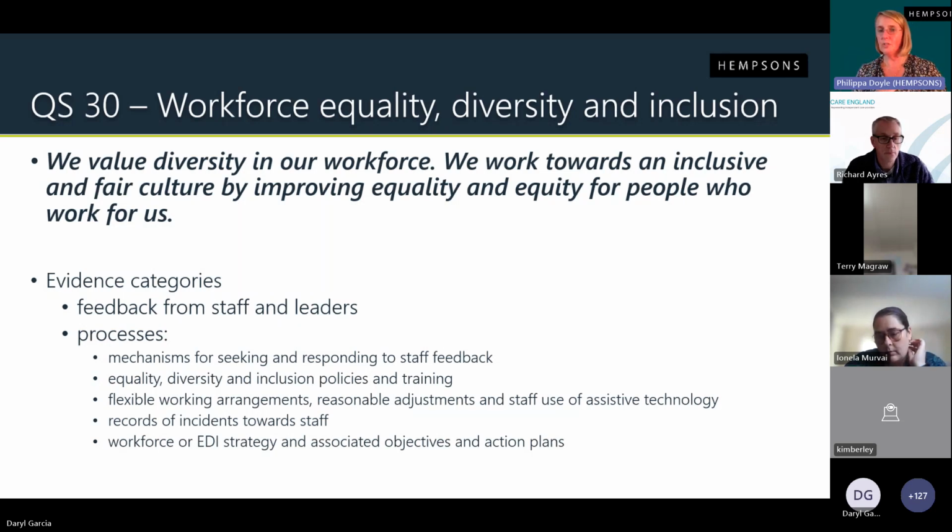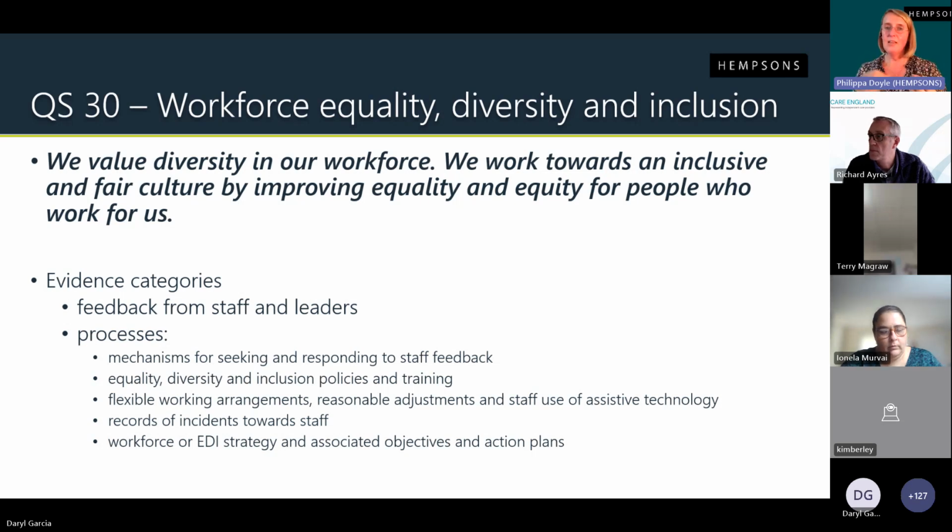What reasonable adjustments do you make for staff? What use of assisted technology might there be within the service? They'll look at whether there are records of where there's been particular incidents of violence towards staff or abuse towards staff and what the organisation is doing about that. And they'll look at workforce or equality and diversity strategies and associated objectives and action plans.